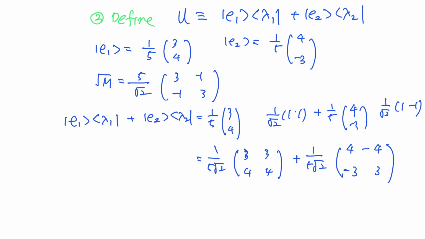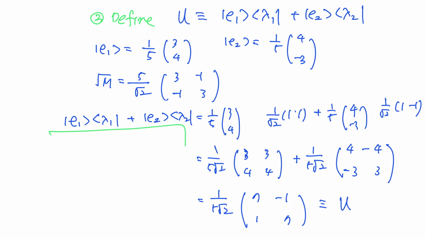Double check. 3, 3, 4, 4, right? And 4 minus 4 minus 3, 3. So this is 1 over 5 square root of 2, 7 minus 1, 1, 7. Let's define it as u. Then u dagger is 5 square root of 2, 7, 1 minus 1, 7.